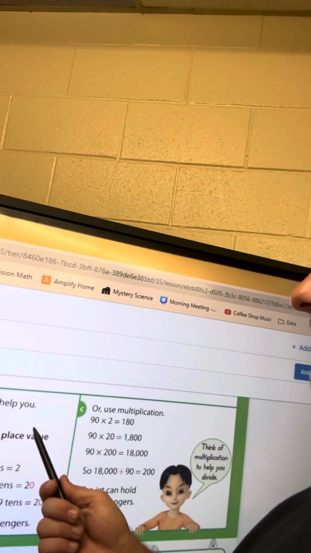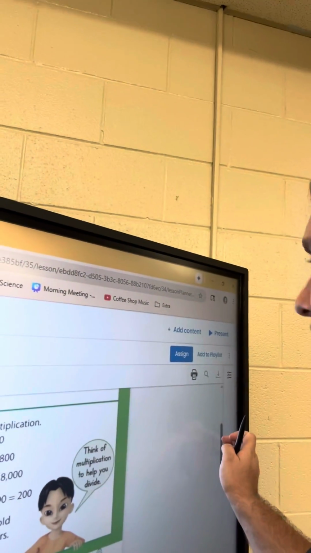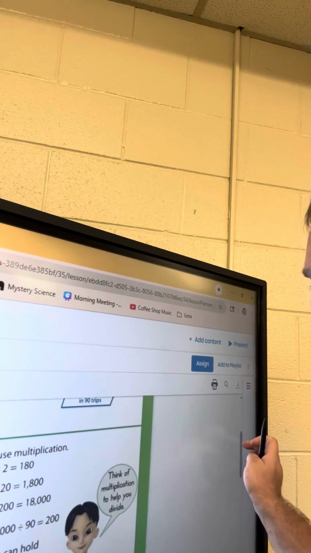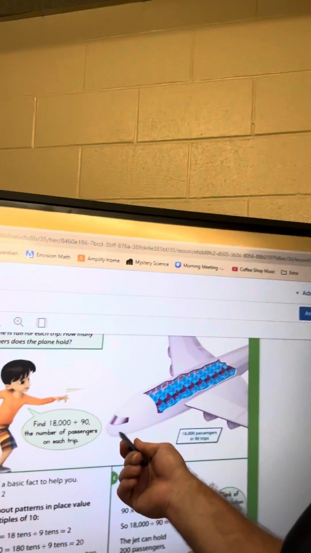So I'm going to scroll up here. You guys will see in a second that we're working with mental math with numbers that have zeros at the end, so numbers with tens. So look here. Think of a basic fact to help you. 18 divided by 9 equals 2. The original problem states what? Scroll up. Find 18,000 divided by 90.